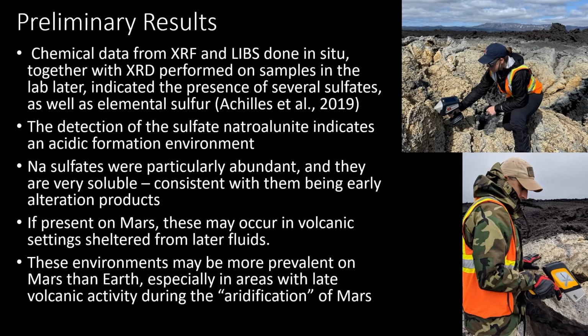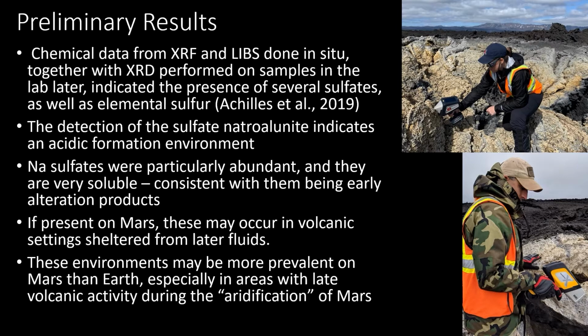And so this is consistent with them being early alteration products, because we would expect over time that they would get flushed away because they're very soluble. So this is interesting to think about from the Mars analog perspective. If these sulfates are present on Mars, they might be expected to occur in volcanic settings like this, but that were sheltered from later fluid interactions that would maybe have leached these really soluble minerals away. If they're present, it means that there weren't a bunch of later fluid interactions.